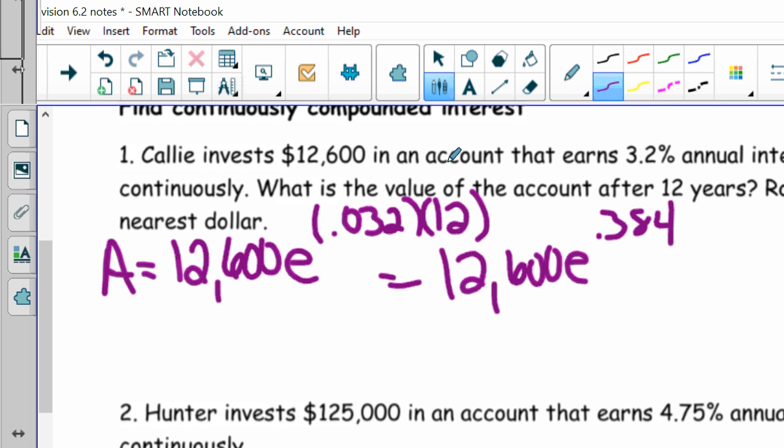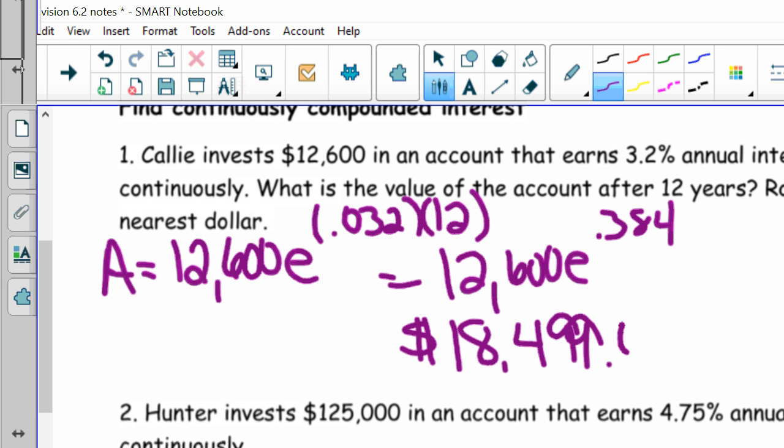So in our calculator, we could do the e button, raise that to the 0.384, and multiply by 12,600, and you will find that you get $18,499. It says round to the nearest dollar. So after 12 years, we went from $12,600 to $18,499.